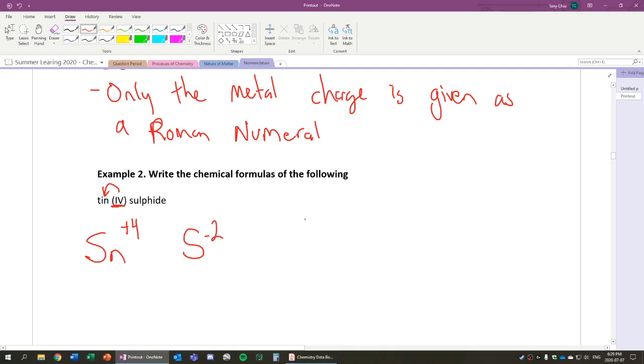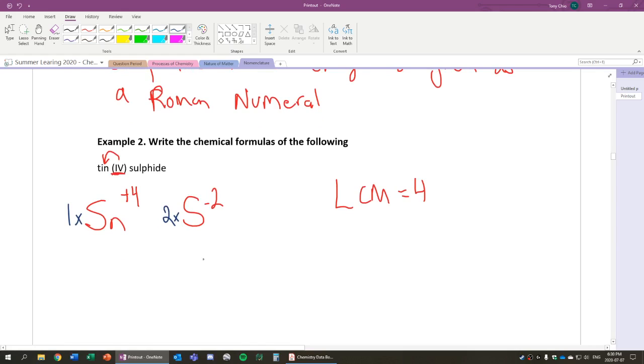What's the LCM of 4 and 2? The LCM of 4 and 2 is actually 4. It's the lowest common multiple between both of them. So that means we do 1 tin and 2 sulfurs. So because of that, our chemical formula ends up being SnS2.